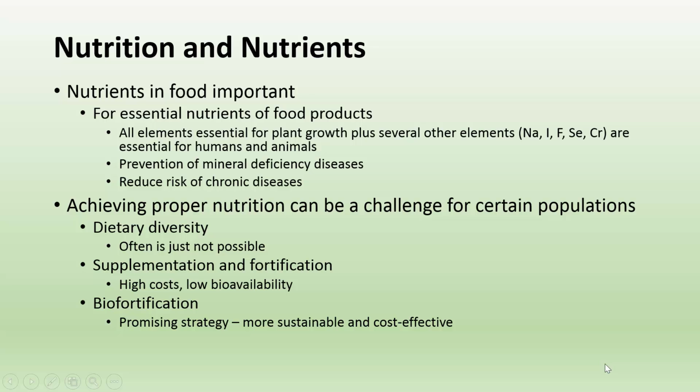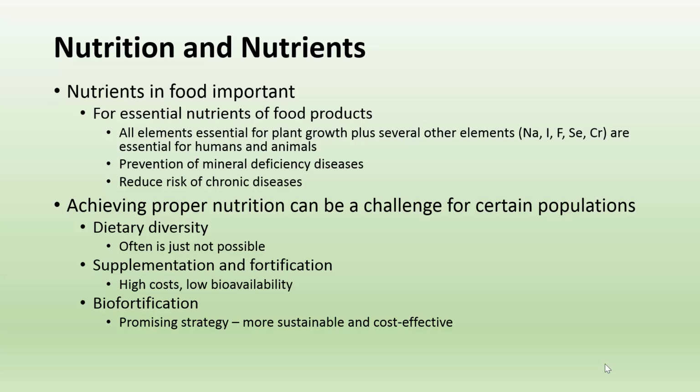Nutrients in foods are important mainly because plant products supply humans and animals with essential nutrients in food. All the elements essential for plant growth, plus several other elements, are essential for humans and animals. Getting adequate amounts of these nutrients prevents mineral deficiency diseases and also reduces the risk of chronic diseases. Achieving proper nutrition is a challenge for certain populations in the world.